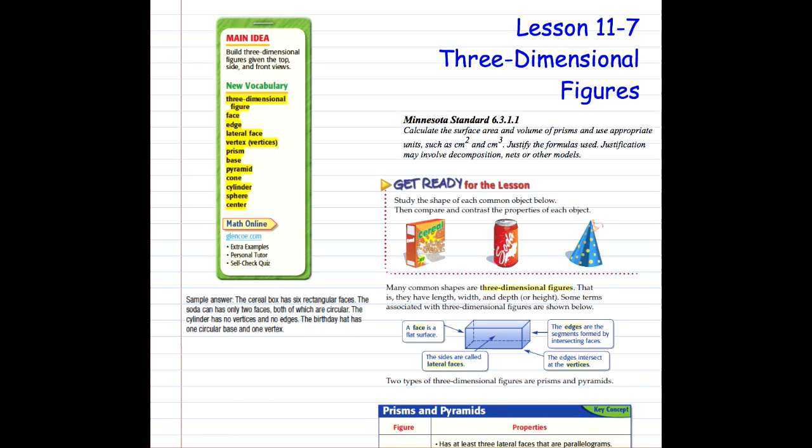This is lesson 11.7, three-dimensional figures. Study the shape of each common object below. Then compare and contrast the properties of each object.